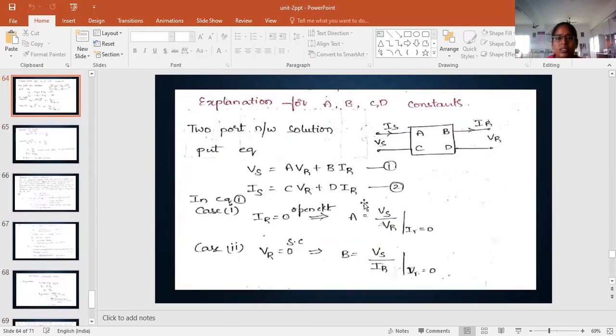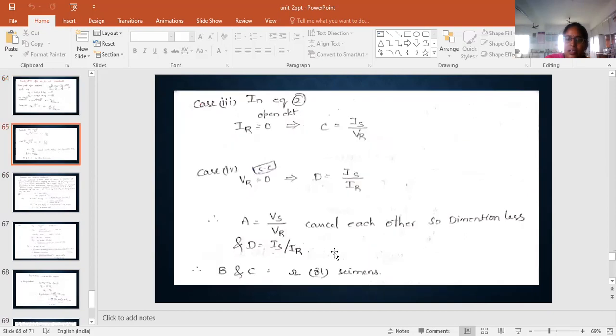Okay, see here, this is the ABCD parameters for the two-port circuit. We know the two equations: Vs equal to A into Vr plus B into Ir, and Is equal to C into Vr plus D into Ir. For all conditions we can take open circuit and short circuit. For the open circuit condition, Ir equal to 0. Substituting Ir equal to 0 in both equations, we can get the A and C values.